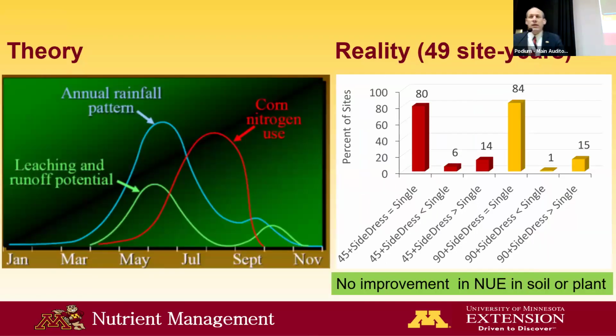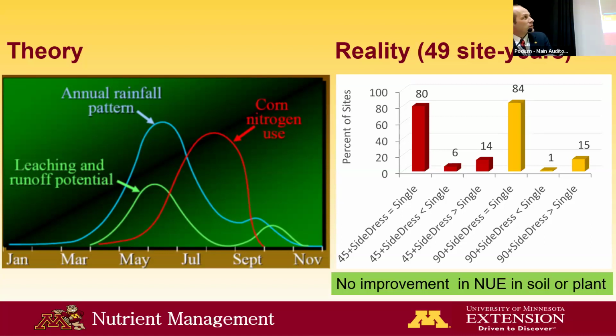Another thing that we are looking at is timing of nitrogen application. And so in theory, we know that rainfall patterns really determine the potential for nitrogen loss. We also know that corn needs nitrogen later in the season. And so if we can move the application from early in the season so that it's after this period of high potential for loss, but before the corn plant starts to take up a lot of nitrogen, maybe we can improve efficiency. In practice, though, time and again, we see that that doesn't really work out very well for us.